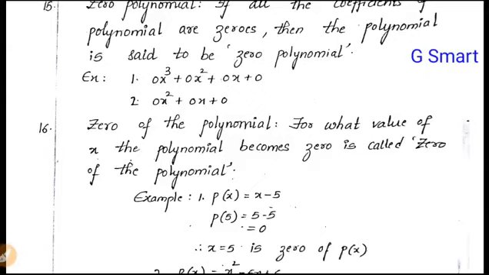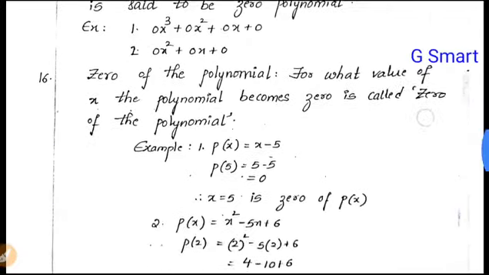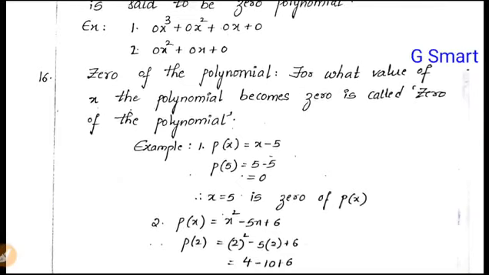If you substitute the x value as 5, then it is 0. So P of 5 is equal to 5 minus 5, so 0. So x is equal to 5 is the zero of the polynomial. So zero of the polynomial is different from zero polynomial. Zero of the polynomial means for what value of x the polynomial becomes 0, and zero polynomial means all coefficients are 0.